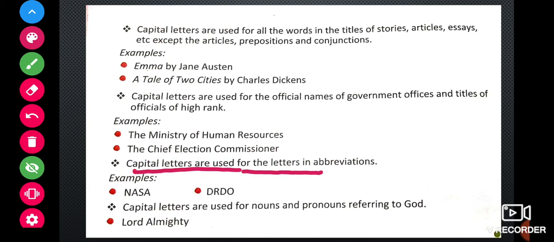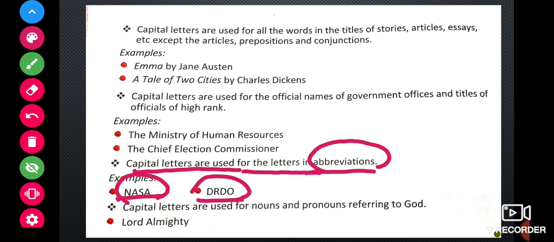Capital letters are used for the letters in abbreviations. Now abbreviations means short forms. So whenever we write anything in short forms, all the letters will be capital. For example, NASA, which is a short form, DRDO, which is again a short form. So all the letters are capital.